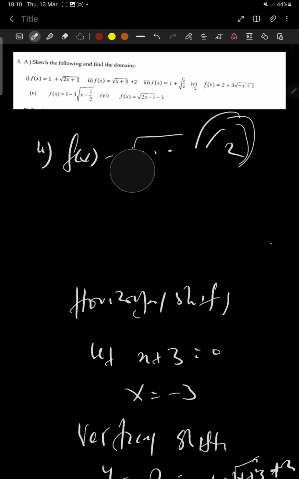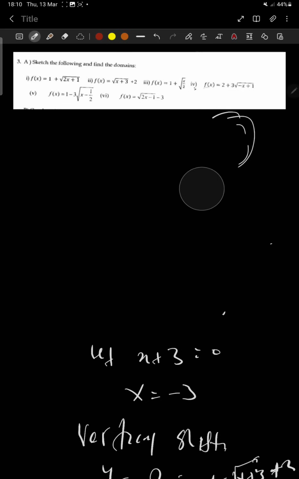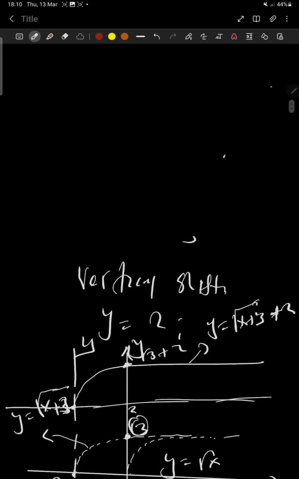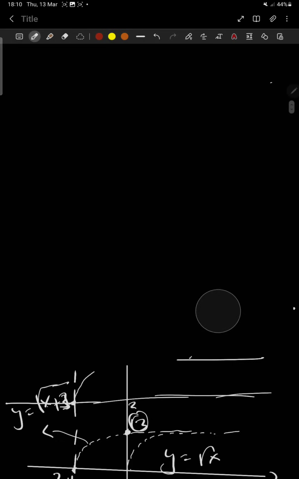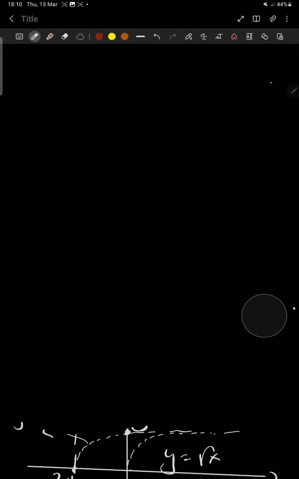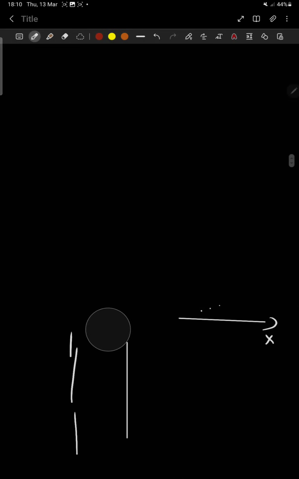Feel free to try out the third one. Very good question. Okay, the third one we have f of x is equal to 1 plus the square root of x over 2.